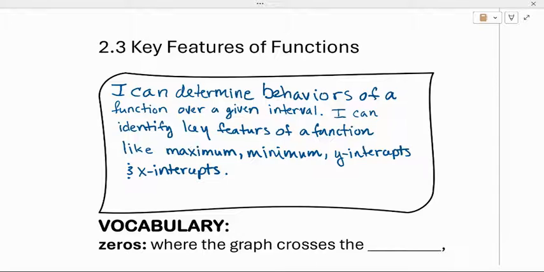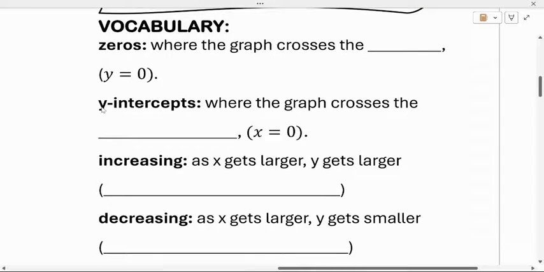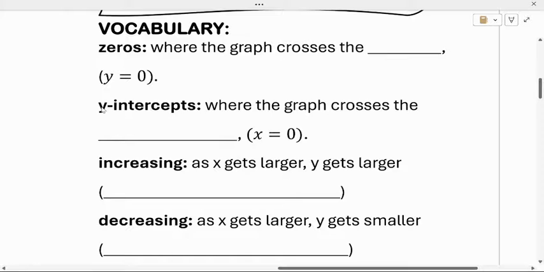Raise your hand if you need more time with that. All right, so we're going to talk about some vocabulary terms. This is where I would grab my highlighter because these are important. You're going to see these terms all of the time. So the first term that we're going to talk about is the zeros. The zeros of a function are where the graph crosses the x-axis.